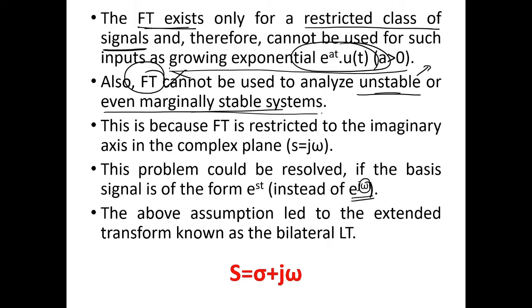As I told you, the Laplace transform is a generalized version of this. In the generalized version, instead of e to the power j omega, we have e to the power st. So what is s? s is the Laplace operator, and it is given by s equals sigma plus j omega. And when you replace j omega with s in the Fourier transform equation, it becomes the bilateral Laplace transform.